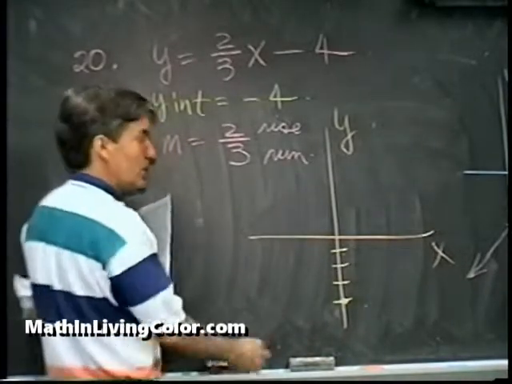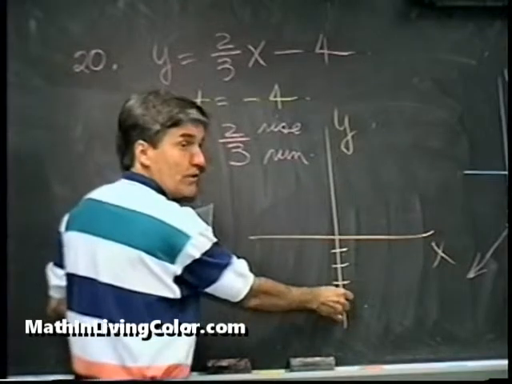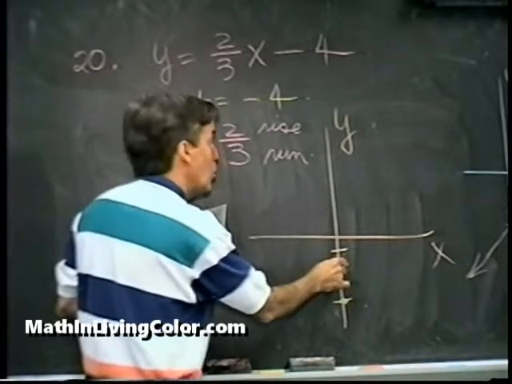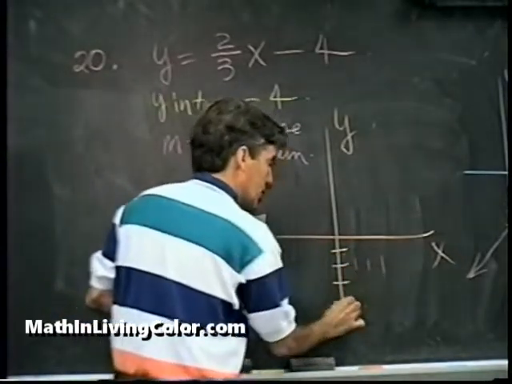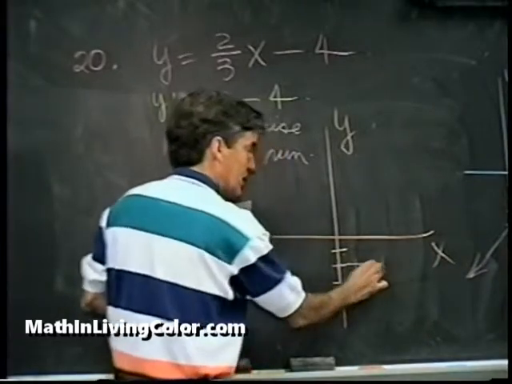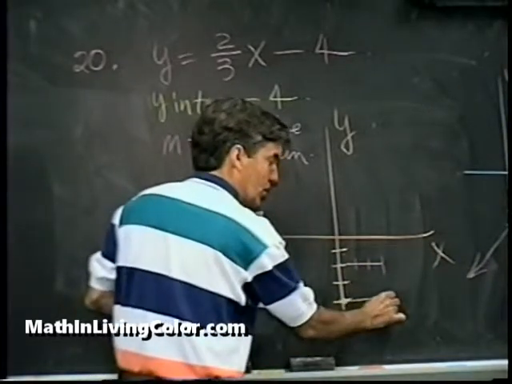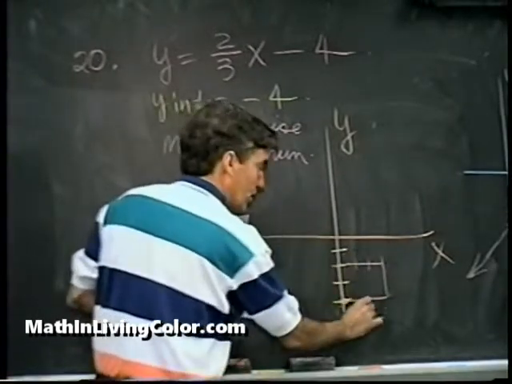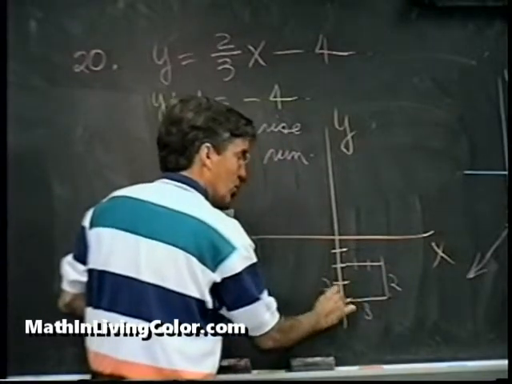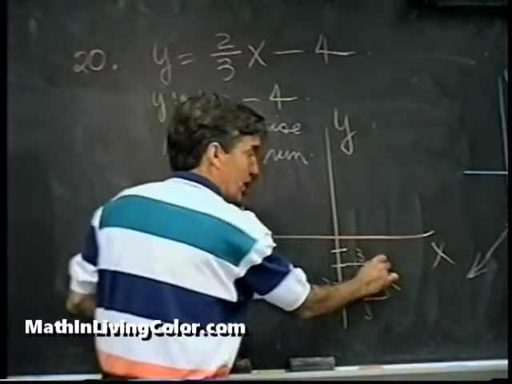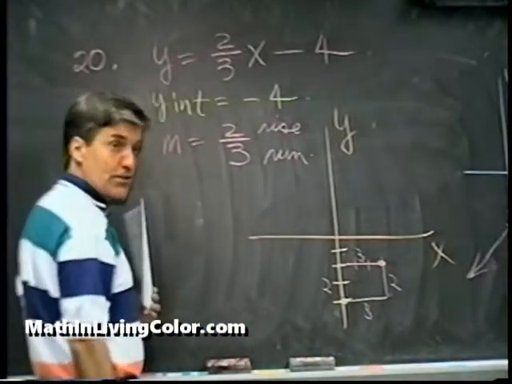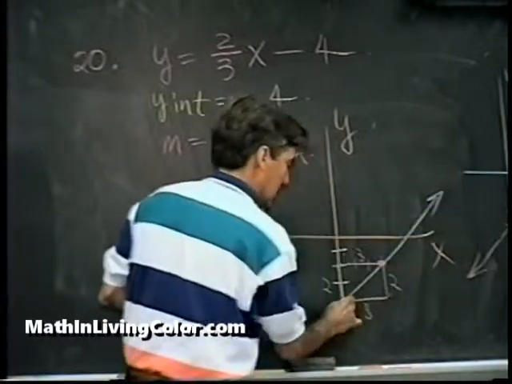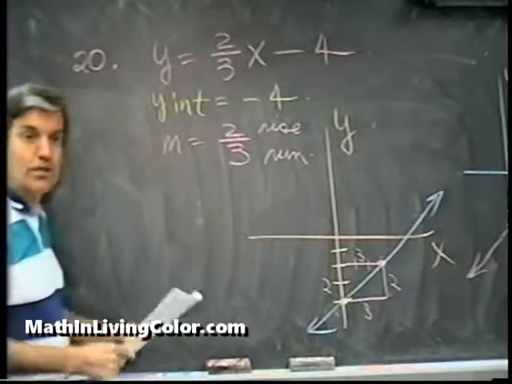What's the slope? From this point, what do I do? Go up 2 and over 3. 1, 2, 3. So it's up 2 and over 3. Or you could say over 3 and up 2. That gets you the next point. And then the graph is connecting those two points. Any question on that?